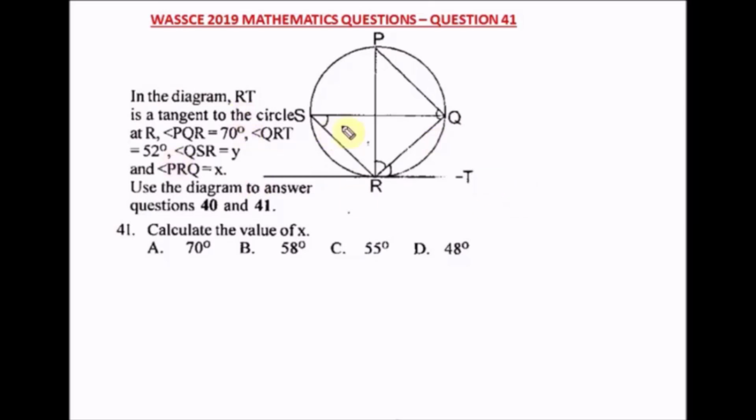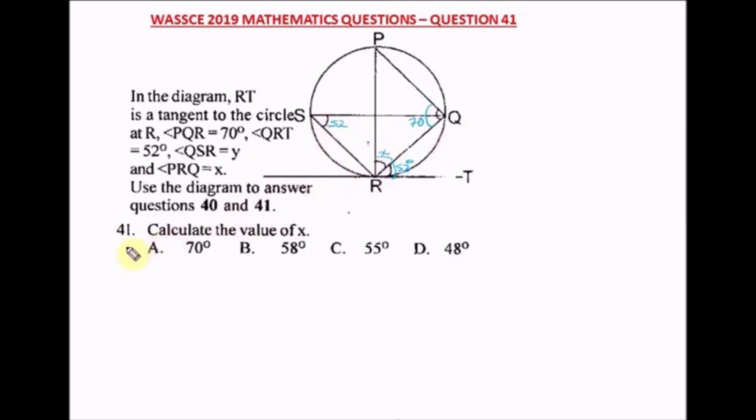Okay, so we're still focusing on the diagram we used for number 40. From here we know that we've gotten our y here as 52, where here is 52 degrees. This is our unknown value x, and from here to here is 70. This is x. You know, this was y before, but we've gotten our y as 52.